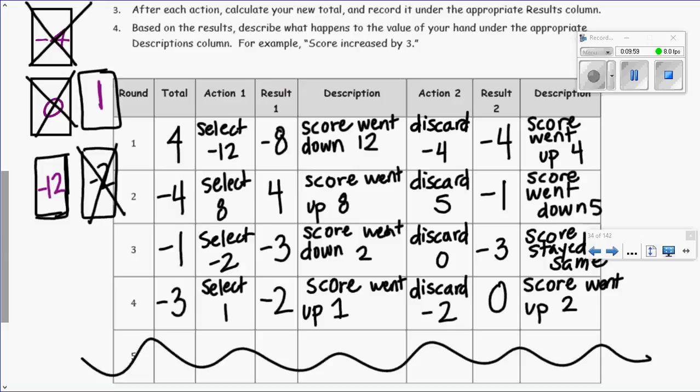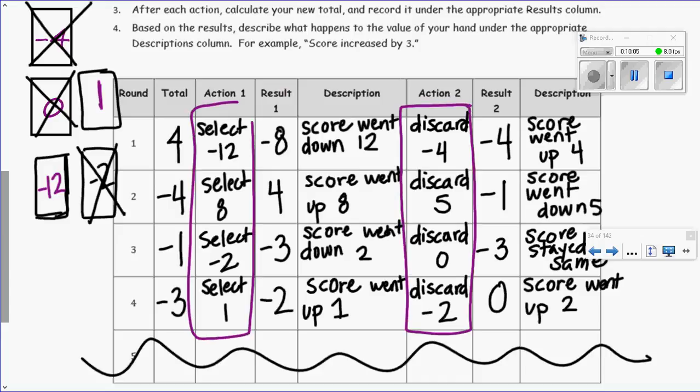Okay, the column that we're going to pay attention to is here and here. We're going to talk about what happens when we select or discard. So the next pages will go a lot faster than this. I know that that was a lot for the first page, but you need to know what happens to scores when we select and discard in order for it to help us with our integer rules.